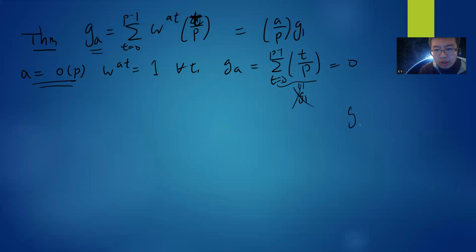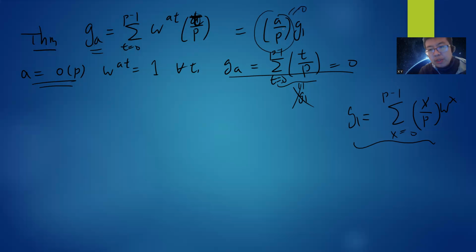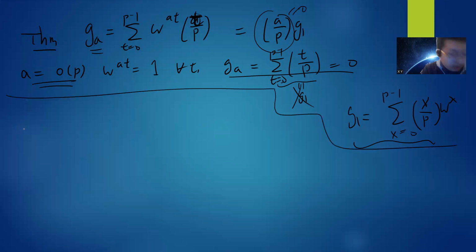Let me just restate, G_1, by definition, is just the sum of (x over p) omega^x, x from 0 to p minus 1. Okay, but what I'm saying is that if a is 0 mod p, then G_a is 0, so that means that this term is by definition 0, right? So for a equal to 0 mod p, this equation is true. Okay, so I only need to consider the case where a is not divisible by p. And now it's just very simple.